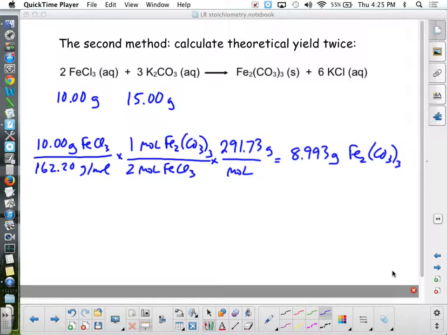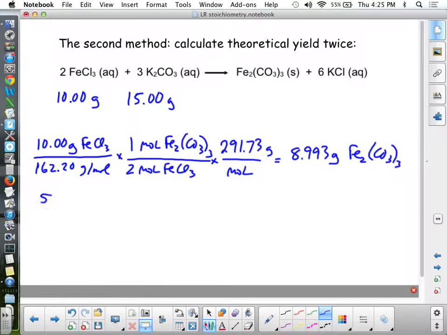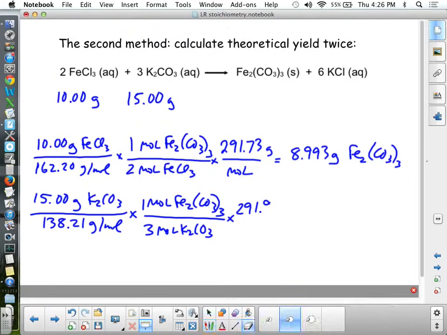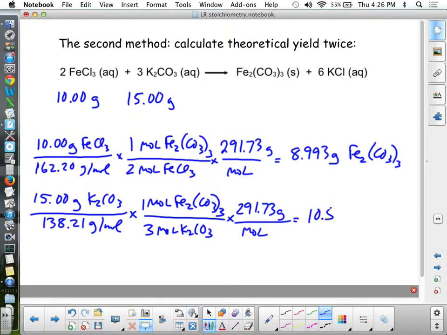We'll do that again, this time starting with the mass of the other reactant, potassium carbonate. 15.00 grams of potassium carbonate over 138.21 grams per mole, multiplied by the mole ratio, 1 mole of iron(III) carbonate for every 3 moles of potassium carbonate to give us moles of iron(III) carbonate, and then multiply that by the molar mass, 291.73 grams per mole, gives me 10.55 grams of iron(III) carbonate.